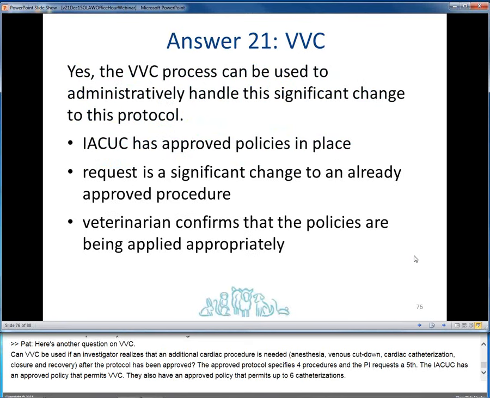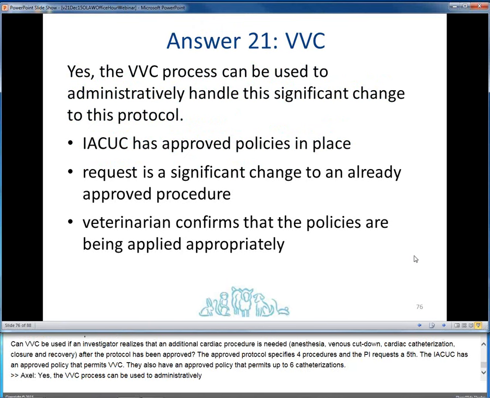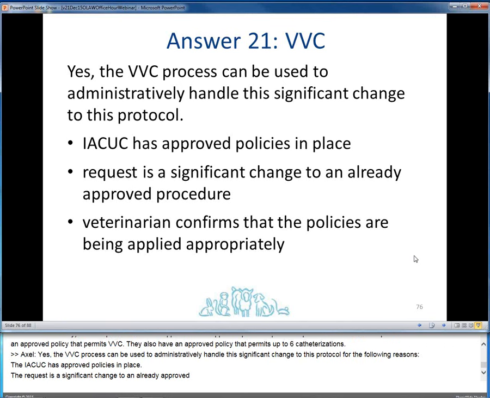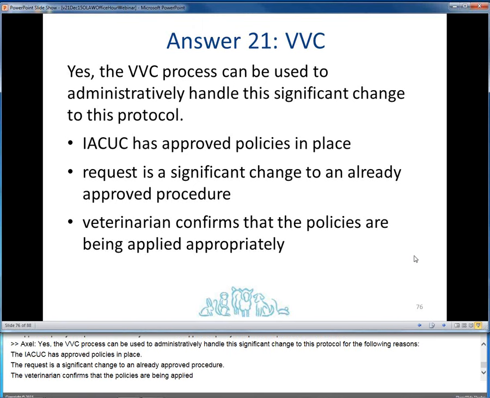Yes, the VVC process can be used to administratively handle this significant change to this protocol for the following reasons. The IACUC has approved policies in place. The request is a significant change to an already approved procedure. The veterinarian confirms that the policies are being applied appropriately.